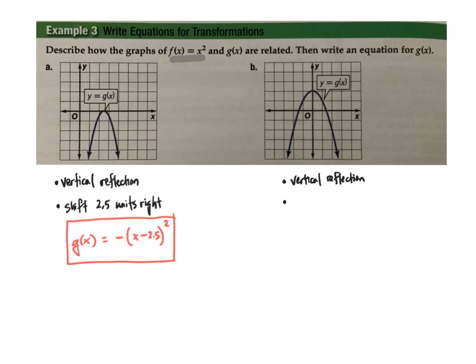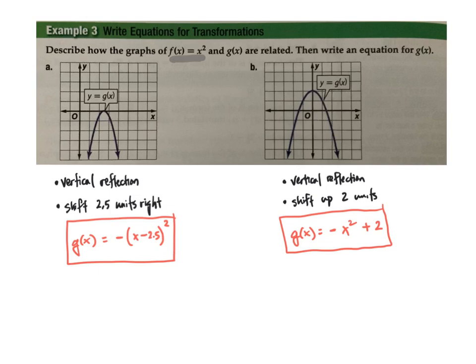And then as for the vertex, it looks like the vertex has been moved up 2 units. So I shifted up 2 units. All right, let's put that together. So my new function there has to be negative x squared and then plus 2 outside. Remember, because up down is a vertical transformation, so you put that outside of the x squared.